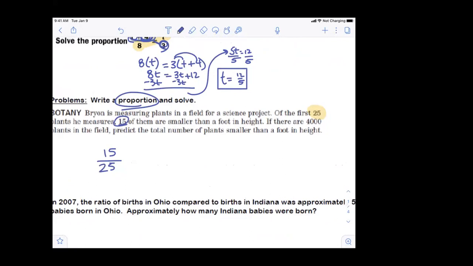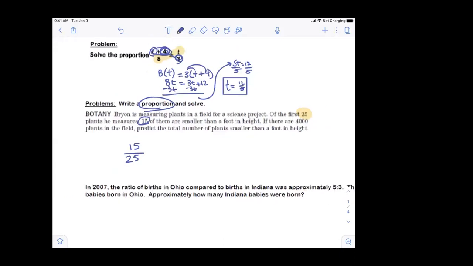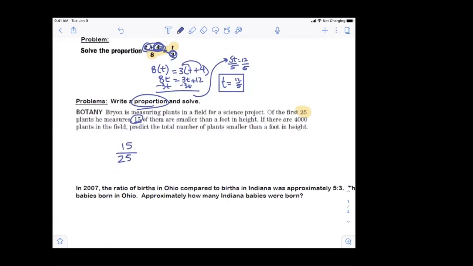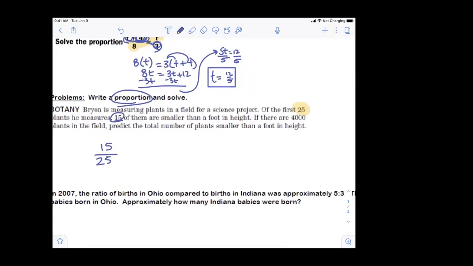And then the denominator 25 is just all of the plants he's measured. So now I'm thinking in the next sentence, I want to hopefully find either a number that's specifically plants that are smaller than 1 foot high or a total number. So it says, if there are 4,000 plants in the field, predict the total number of plants smaller than 1 foot in height. Now I use total in that last part, but I hope that doesn't confuse us.